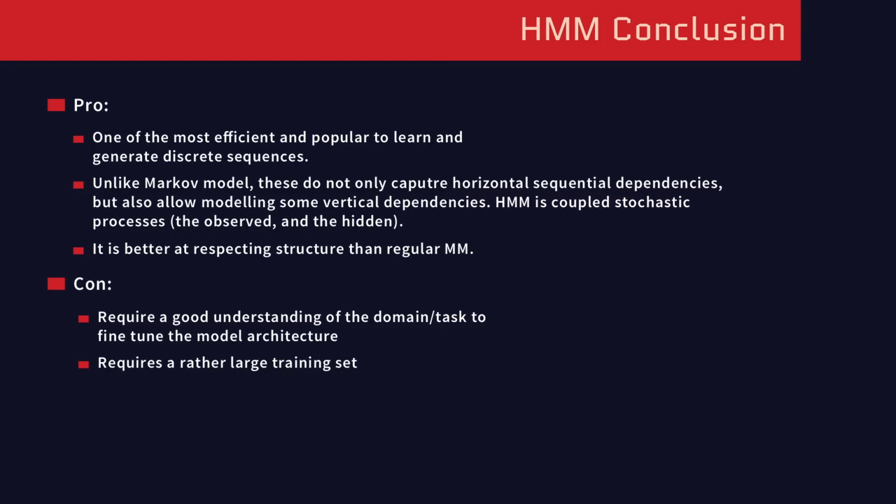In conclusion, hidden Markov models have been applied to all sorts of recognition and classification problems, and they can also be used for generation, mostly by exploiting the Viterbi algorithm. The advantages are that they are one of the most efficient and popular ways to learn and generate discrete sequences. In addition, unlike Markov models, hidden Markov models do not only capture horizontal sequential dependencies, but also allow modeling some of the vertical dependencies. Hidden Markov models are also better at respecting structure than regular Markov models.